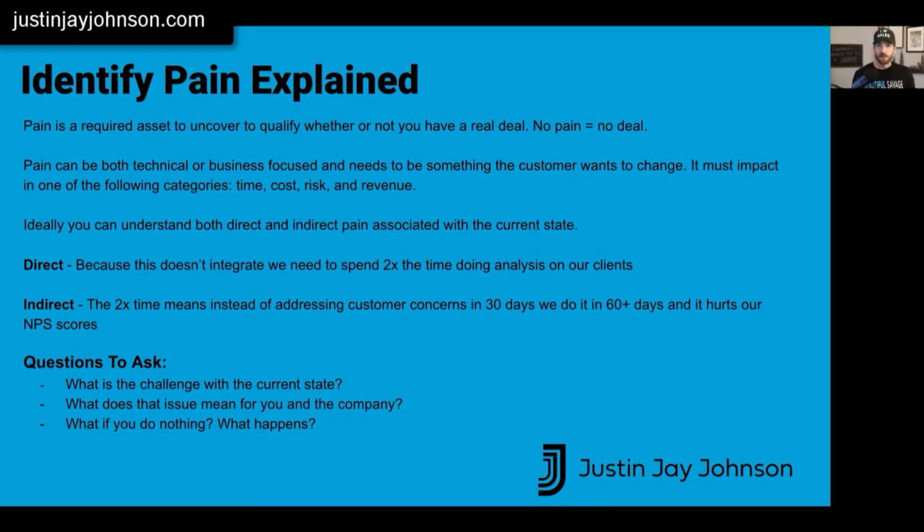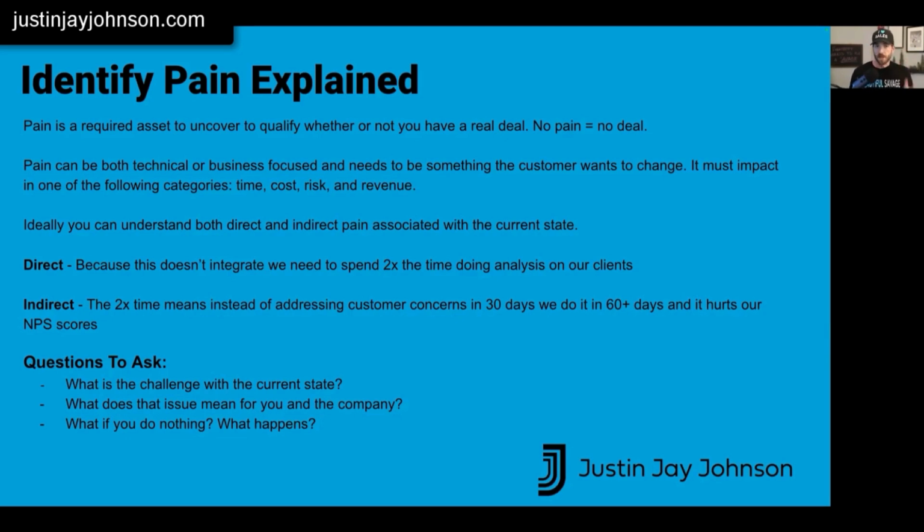They've got to be clear. They have to make a decision. They have to have their mind set on making a change. And that's where this comes into play. And you're going to think about it both direct and indirect, because there are consequences of not solving a pain directly and then indirectly. So for this example, hey, if this can't integrate, it takes us twice as much time as we need to do the proper analysis on our clients. That's the direct pain. Their indirect pain is, well, because of that, we can't address our customer concerns as fast as we'd like, and that's hurting our NPS scores. So think about that. Your solution may not be an NPS solution, but you can solve the root cause of the areas that are driving down their NPS scores.